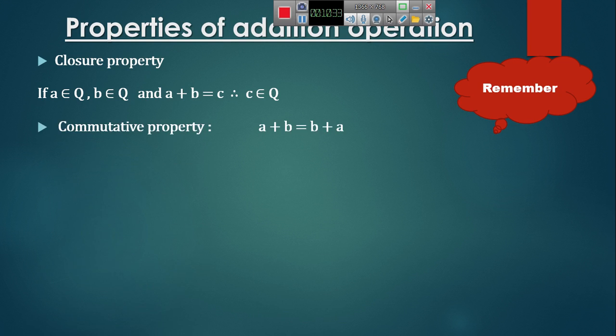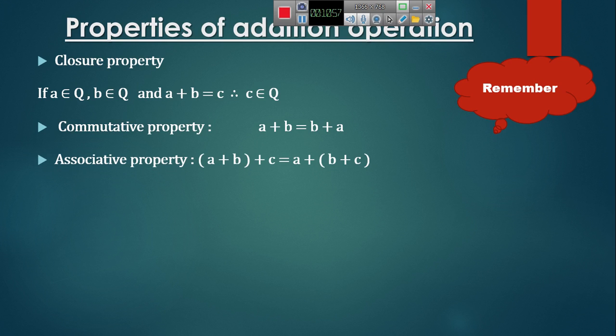The next property, commutative property. Commutative property means switching the two fractions or the two numbers. So if I said a plus b, it's equal to b plus a. Or for example, if I said 2 plus 3, it's the same as 3 plus 2, the answer stays the same. So this is the second property of the addition operation.